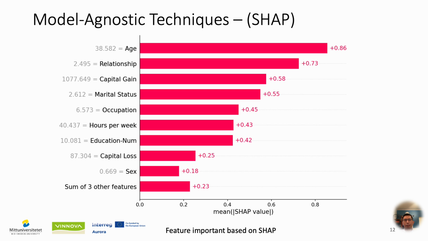This is an example of SHAP feature importance for predictions. Each bar represents how much a feature contributes to pushing the prediction higher or lower. Here we see that age has the largest contribution, followed by relationship and capital gain. Features like marital status, occupation, and hours per week also play important roles. What matters here is not just the ranking of the features, but the actual magnitude of their impact on model output. This is one of the key strengths of SHAP: it provides both global understanding and instance-level explanations.